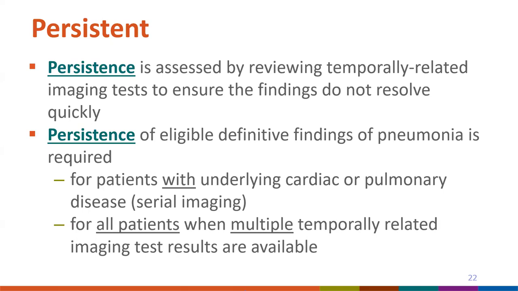For patients with underlying cardiac or pulmonary disease, serial imaging, that is, 2 or more imaging tests performed on separate occasions, is required to demonstrate that the imaging findings are due to pneumonia and not a reflection of the underlying disease process. And since persistence is a requirement for all patients, if multiple imaging tests are available, they must be assessed for persistence of findings of pneumonia.